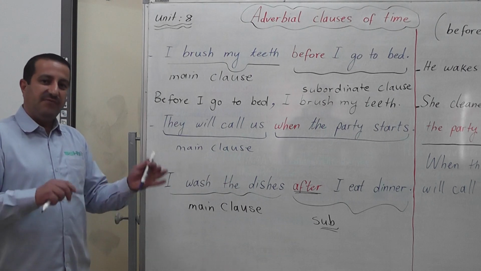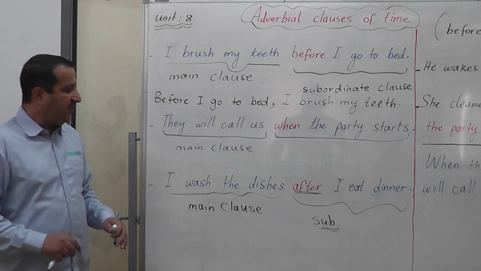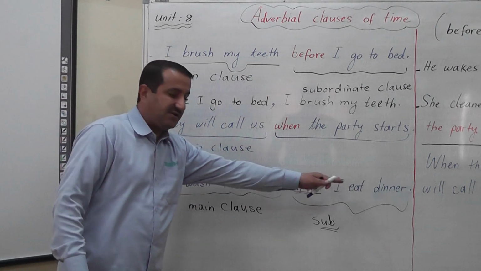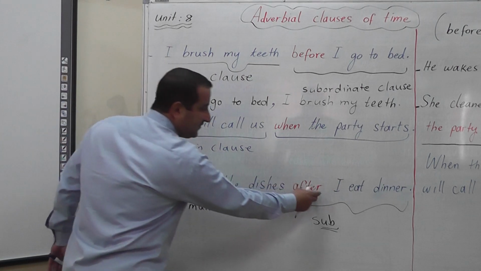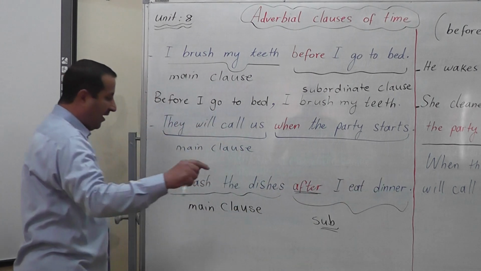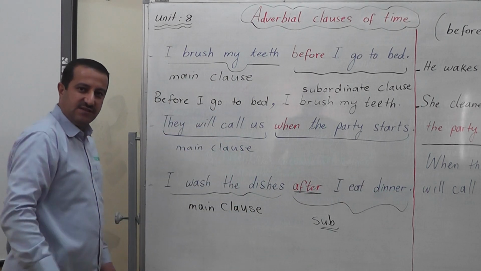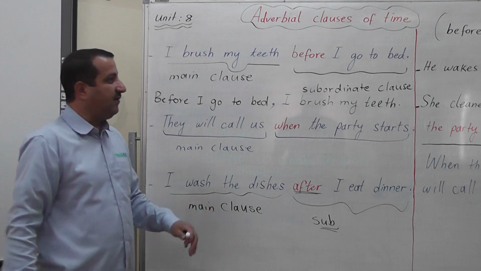If we'd like to invert this sentence, we can start with the subordinate clause at first. So we begin with, after I eat dinner, comma, I wash the dishes. I wash the dishes. Very easy.